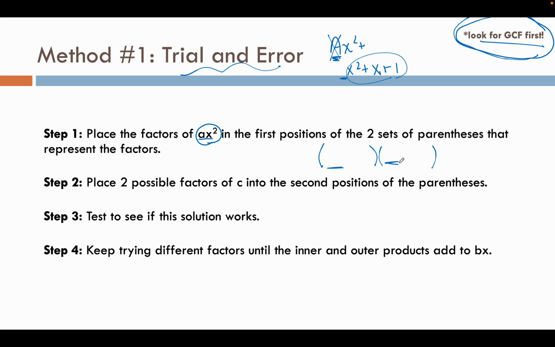So that's here and here. What are all the different ways I can multiply numbers and terms together to get ax squared? Then you're going to take the two possible factors of your c term, which is at the end there. That's usually a constant, but sometimes it has a variable, into the second position. Then you test to see if the solution works, and if it doesn't, you keep trying different combinations of factors until the inner and the outer products add up to b times x.